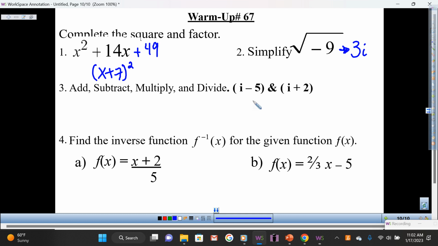Number 3, add, subtract, multiply, and divide binomials. Have we done that? Yes, but a long time ago. So let's do this one together. I'm going to add first: i minus 5 plus i plus 2. So what is i plus i? 2i. What is -5 and +2? -3. However, since this is an imaginary, can imaginary go in the first term? No. We write it as -3 plus 2i. That's a complex number.